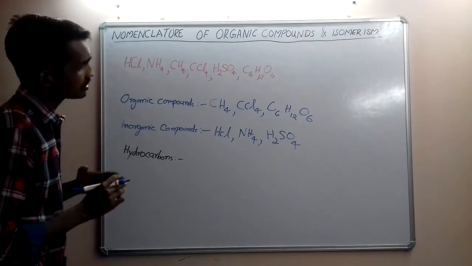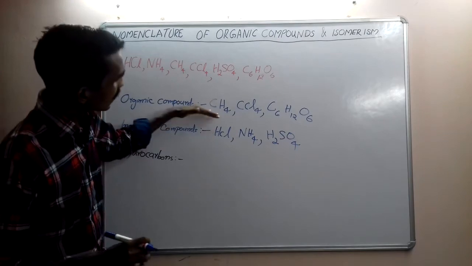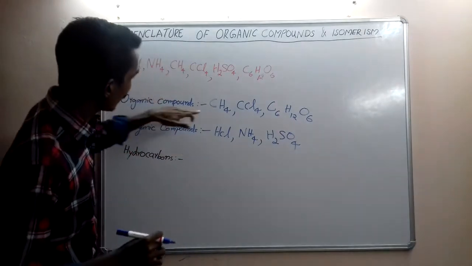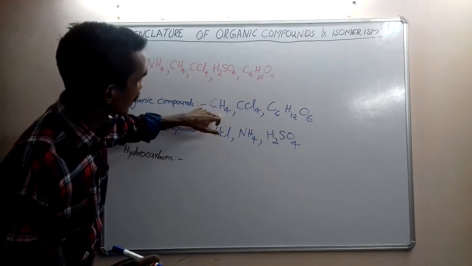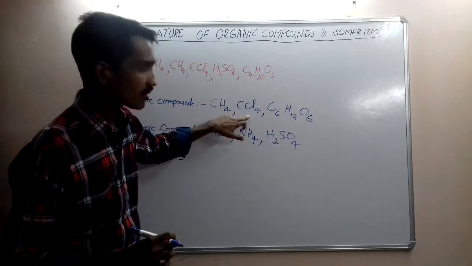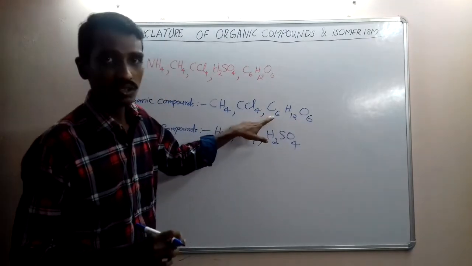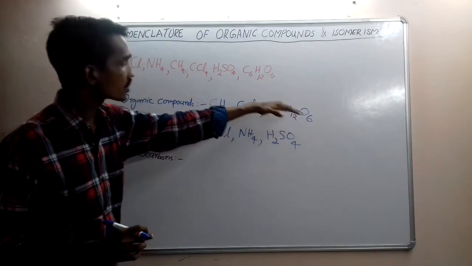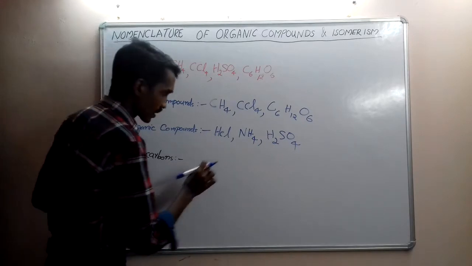In an organic compound, at least a carbon atom is present. Carbon and its compounds are known as organic compounds. So here CH4, carbon and hydrogen are there, CH4, methane. So it is an organic compound. CCl4, carbon tetrachloride, carbon is present. C6H12O6, here also carbon is present. So all of these are organic compounds, except in the case of HCl, where hydrogen and chlorine are present.